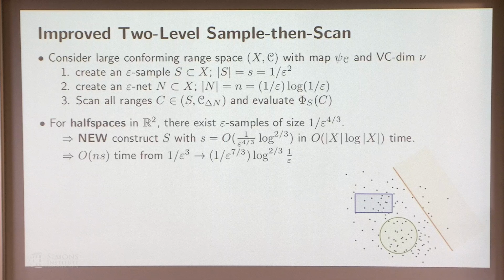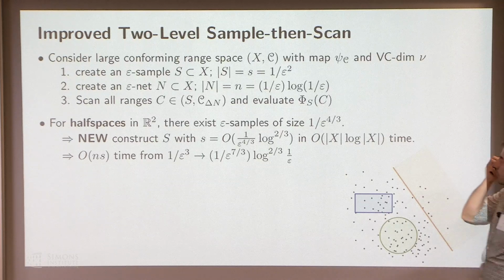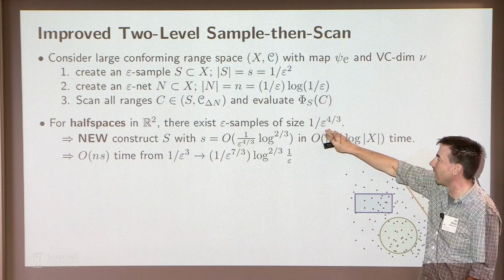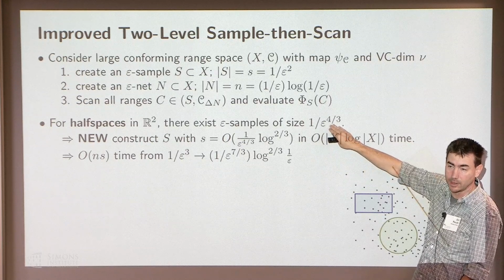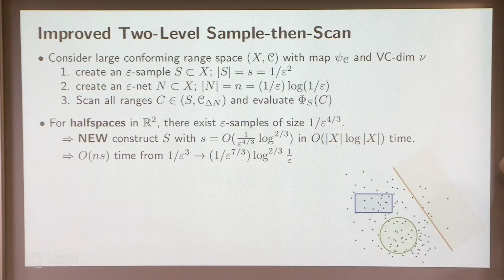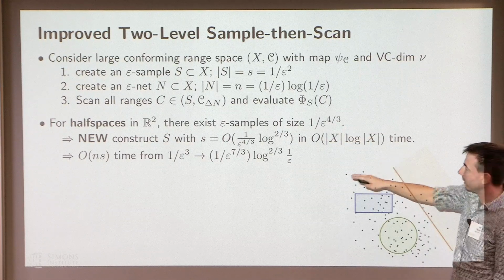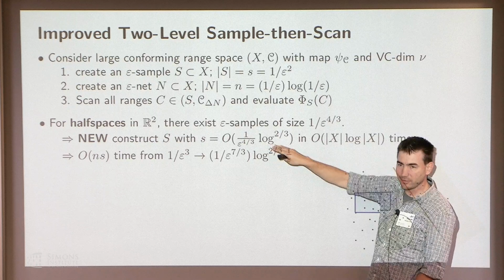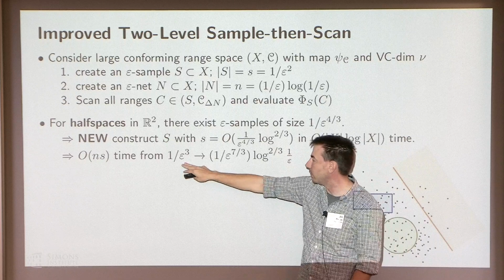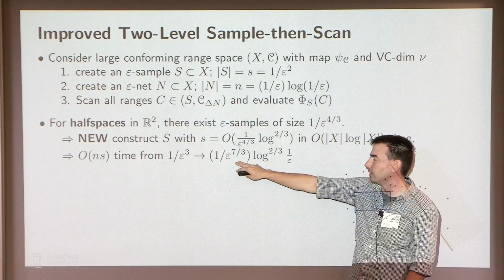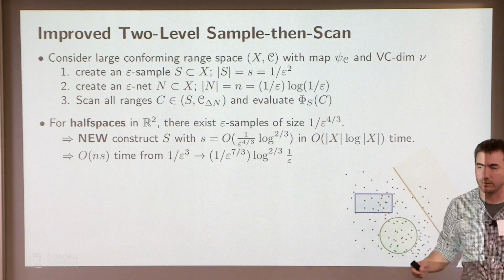Okay, so the story for half spaces, where the biggest improvement here is coming from, is that it's known that there exist epsilon samples of size, this is in the plane, 1 over epsilon to the 4/3 instead of 1 over epsilon squared. And we're able to basically construct these within a log factor in near linear time. This goes from 1 over epsilon to the 3rd to 1 over epsilon to the 7/3, right? This is 1 over epsilon 2.33, right?